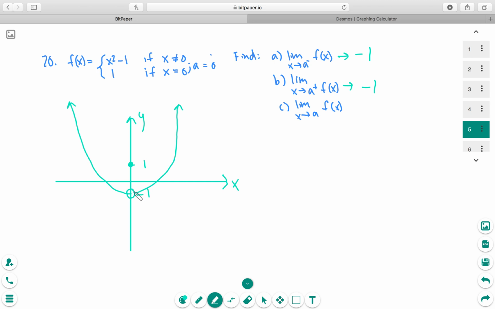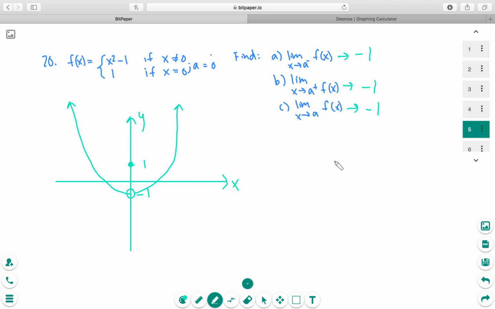And now it doesn't matter that the value itself at x equals 0 is not negative 1. That doesn't really matter. All that means is that we don't have a continuous function. But that doesn't mean that the limit is undefined. It just means that the function itself is not continuous. And so here we're going to say, even though the function is valued at this point, the limit is still equal to negative 1. And that's it. Not really too much to it.